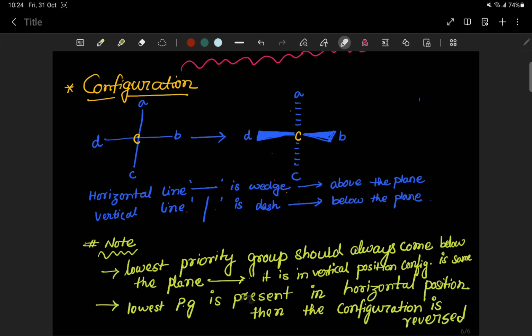But if the lowest priority group is present in the horizontal position, in this case just take this example. See, A is the highest priority and D is the lowest priority.